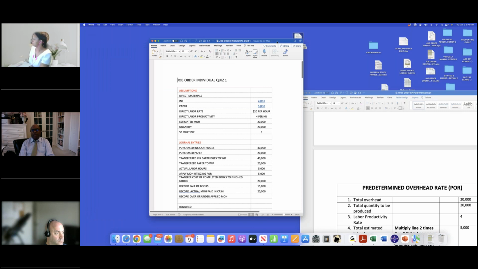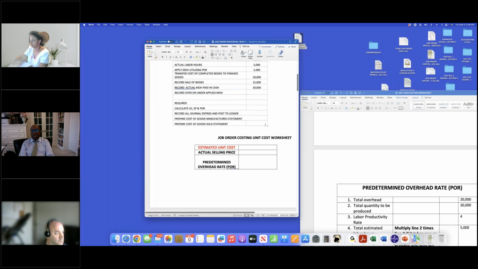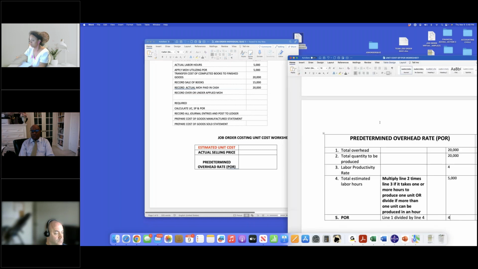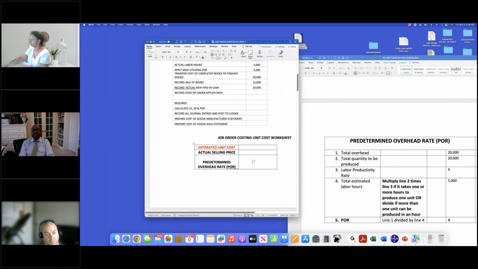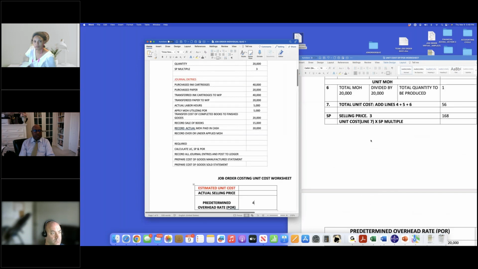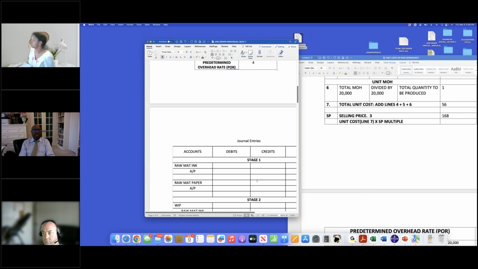So we got these items here, which is our POR is 4, selling price 168, unit cost 56. Okay, let's make the journal entries for stage 1.